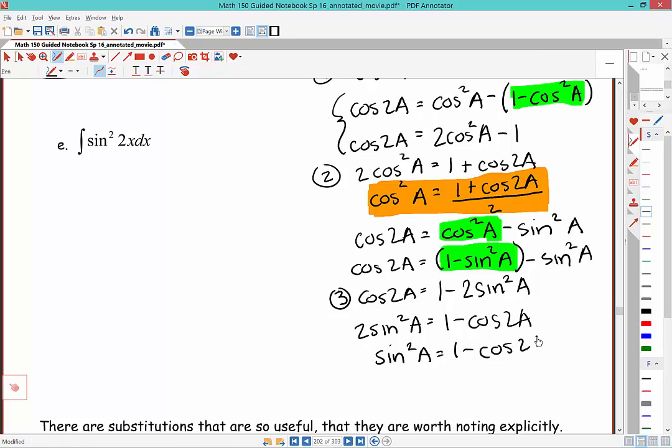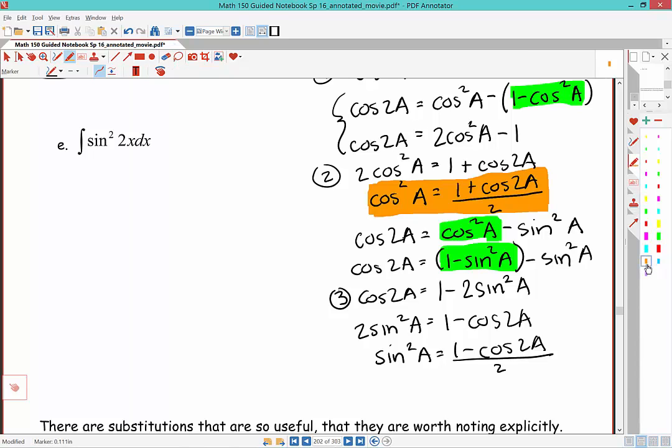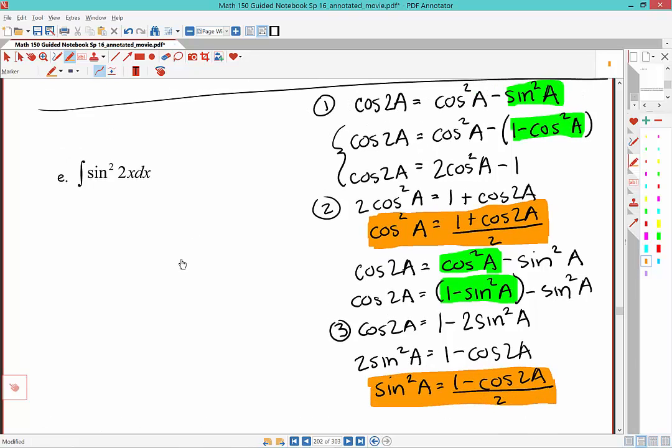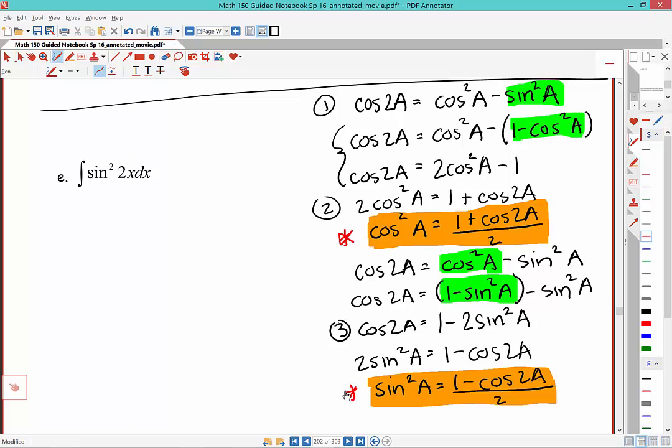And then isolating the sine squared of a, you would have 1 minus cosine of 2a divided by 2. This is another super important thing that you need to know. Okay? And you're going to use it all through Calc 3. So just get them in your brain. So these guys, super important to know.